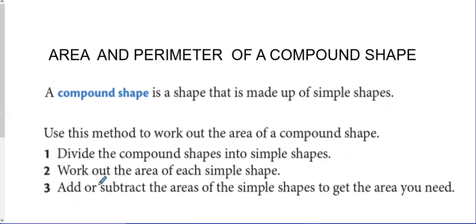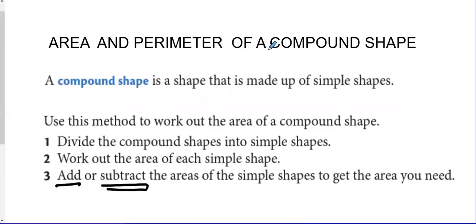And also, after dividing the shape, then work out the area of each shape. Work out the area of each simple shape separately. And lastly, add the areas of each simple shape or subtract the areas accordingly. So don't worry, I'm gonna take you through the areas we add and the areas we subtract. Now let me go quickly to the worked examples and the area and perimeter of a compound shape.